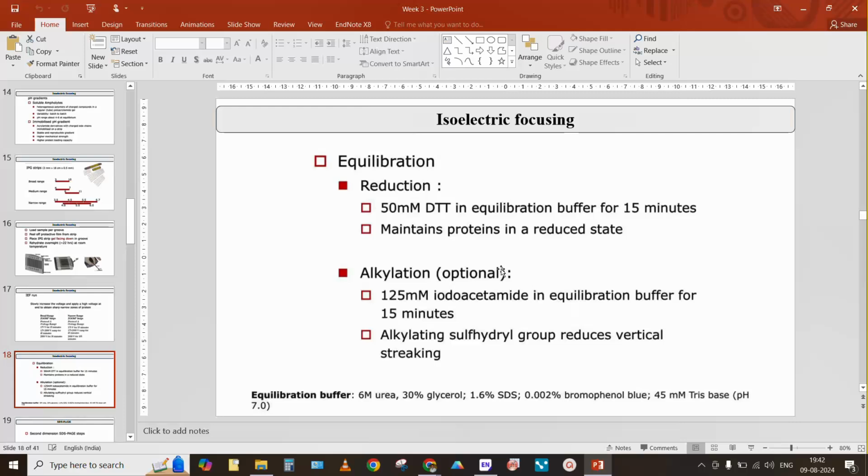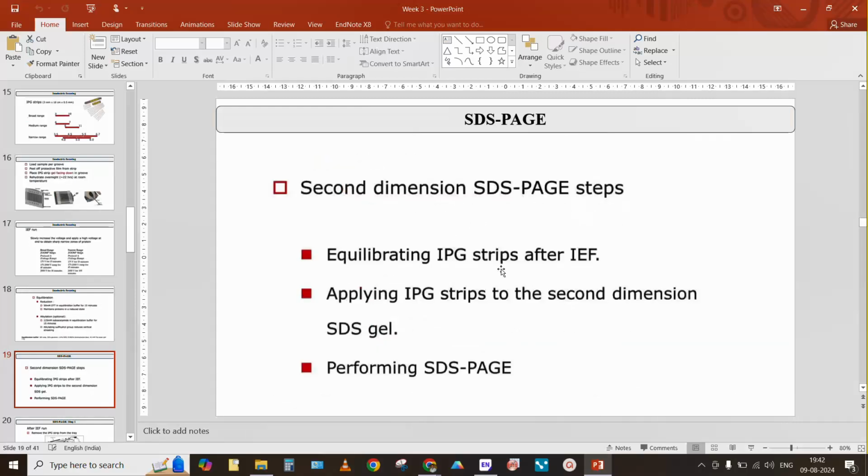So this all I've told you. The second thing is the second dimension, SDS-PAGE steps. So here we'll start SDS-PAGE. SDS-PAGE stands for sodium dodecyl sulfate polyacrylamide gel electrophoresis. Okay, which is a widely used technique for separating proteins based on their molecular weight. It is a key method in protein analysis and is often used as a second dimension in 2D gel electrophoresis, following isoelectric focusing.